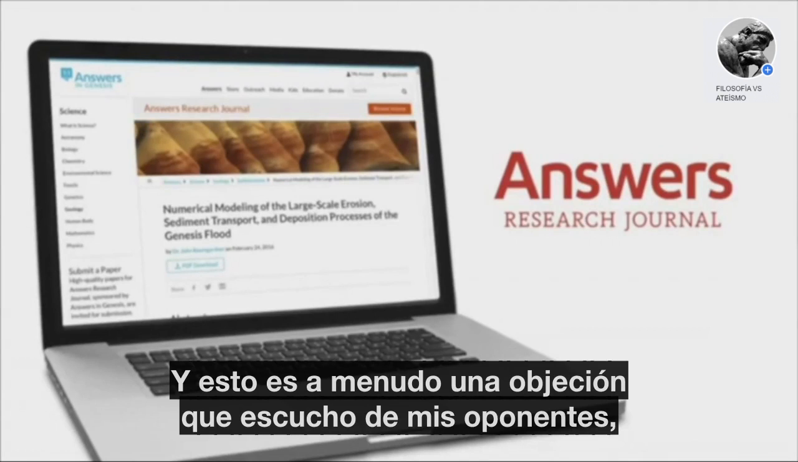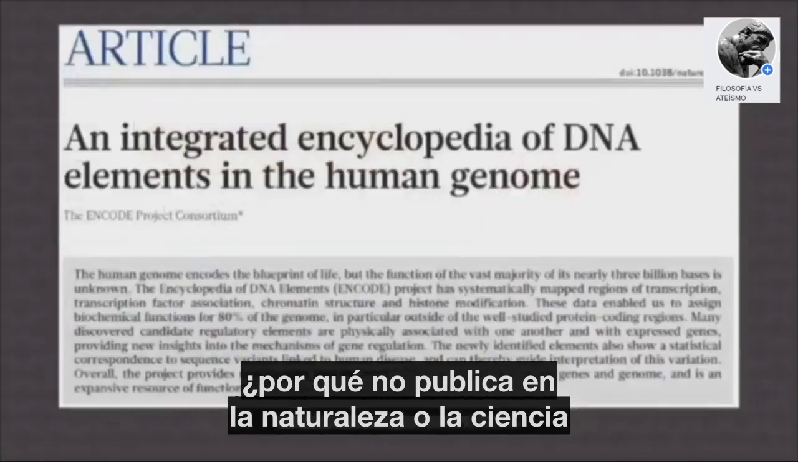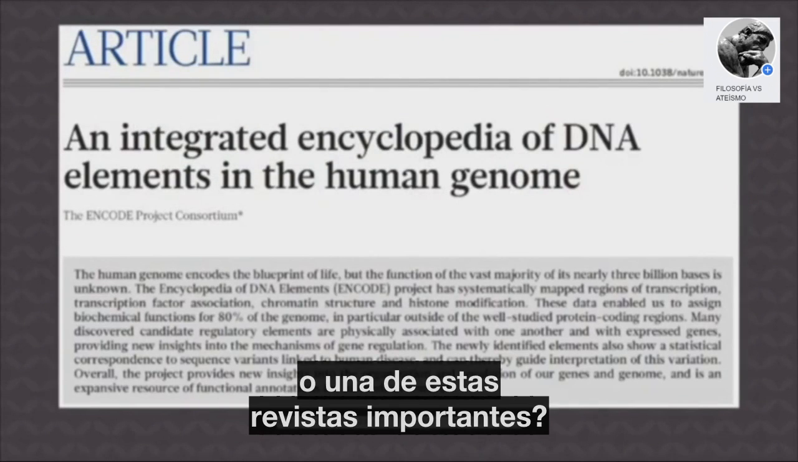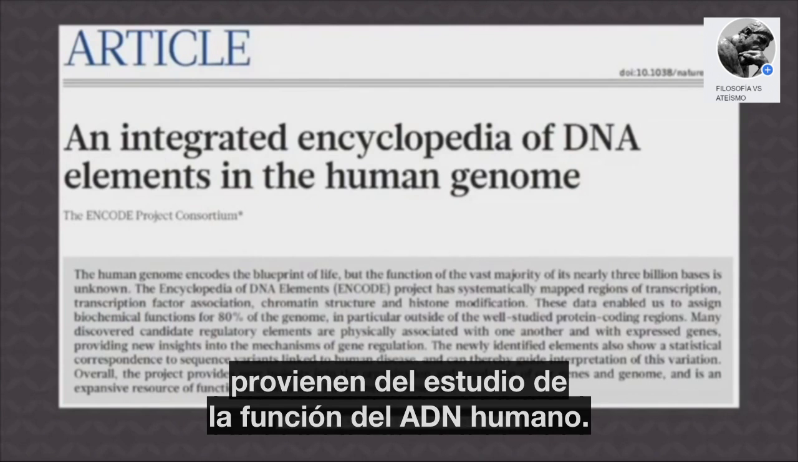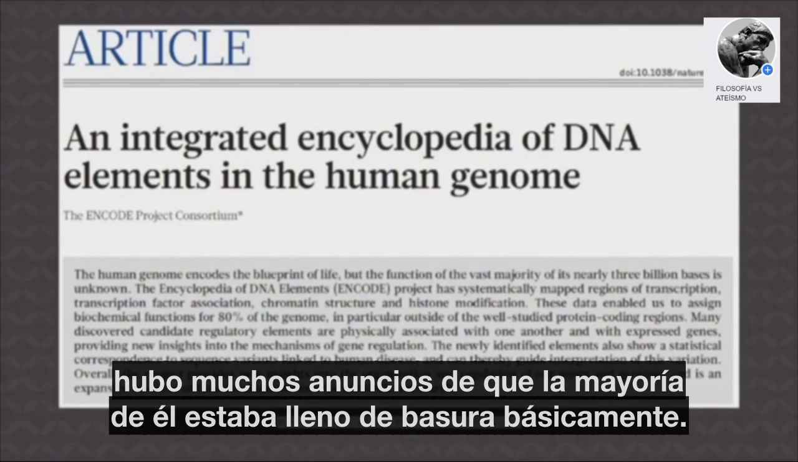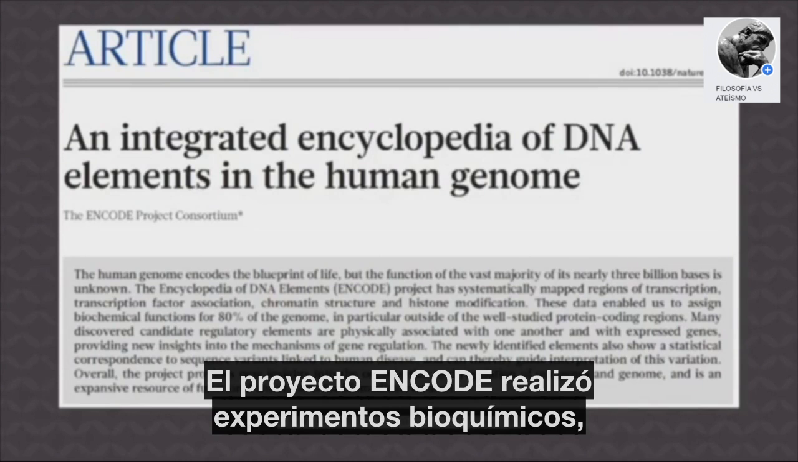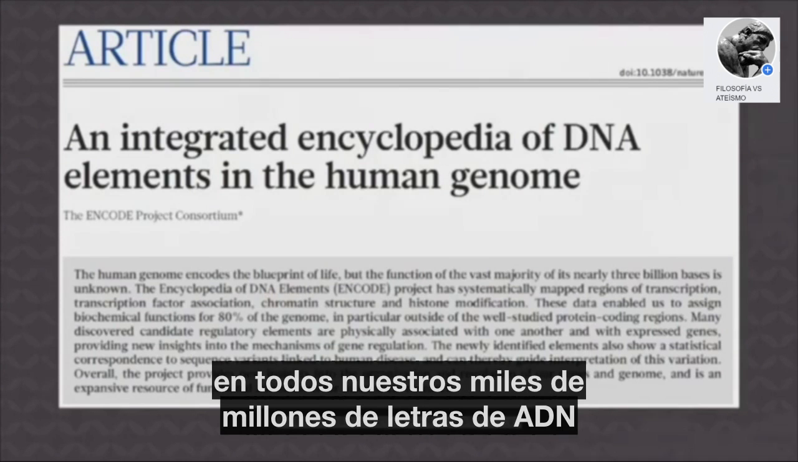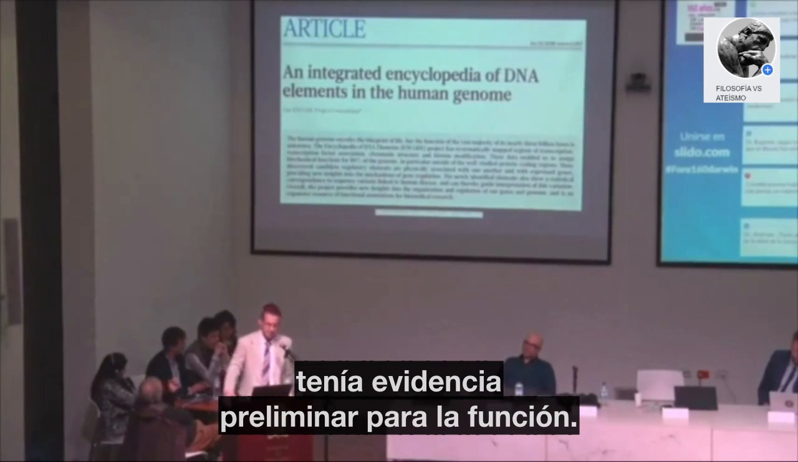And this is often an objection I hear from my opponents, from people who are wondering about the research. Why aren't you publishing in Nature or Science or Cell or one of these major journals? One of the responses I give and the illustrations I give comes from the study of human DNA function. So when the human genome was published in 2001, there were many announcements that most of it was filled with junk, basically. Well, about 11 years later, in 2012, the ENCODE project did biochemical experiments on all of our billions of DNA letters, and based on biochemistry, argued that 80% had preliminary evidence for function.